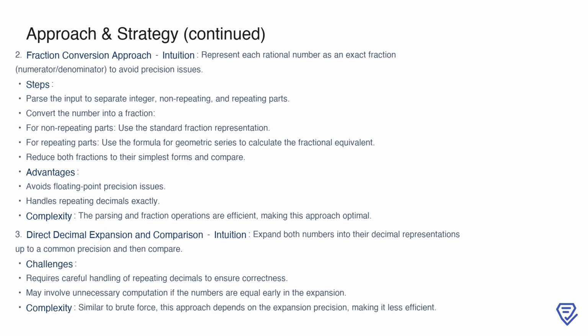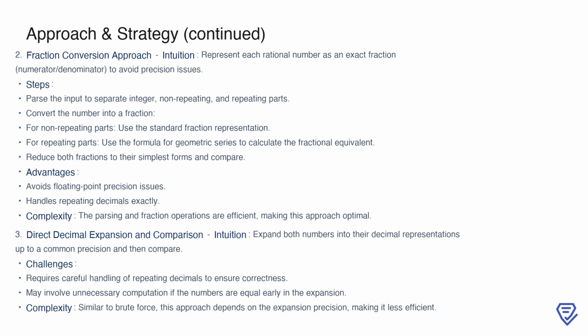Another approach we considered is the fraction conversion method. Here, the key idea is to represent each rational number as an exact fraction, such as a numerator and denominator, to avoid any precision issues. To implement this, we start by parsing the input strings to separate the integer, non-repeating, and repeating parts. Then, we convert the rational number into a fraction. For the non-repeating part, we use standard fraction representation. For the repeating part, we apply the formula for a geometric series to calculate the fractional equivalent.